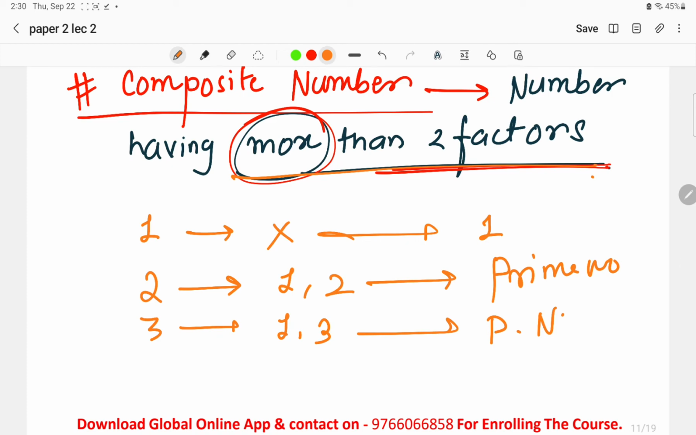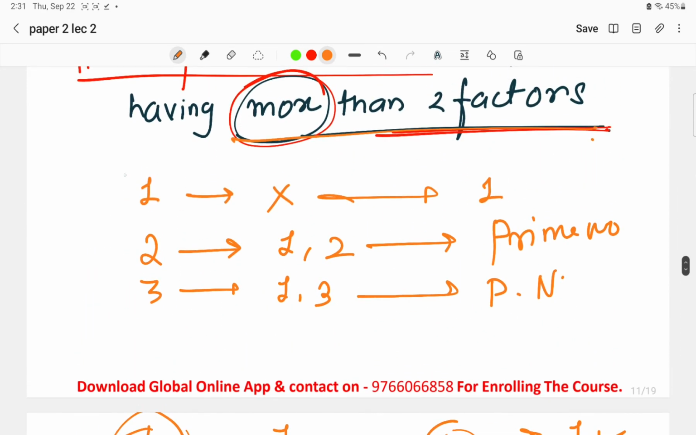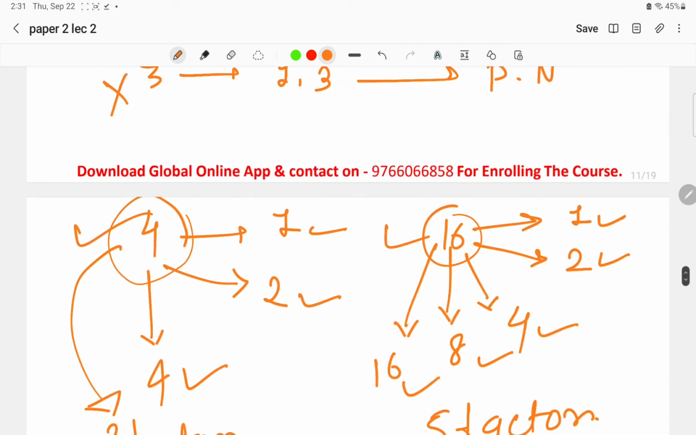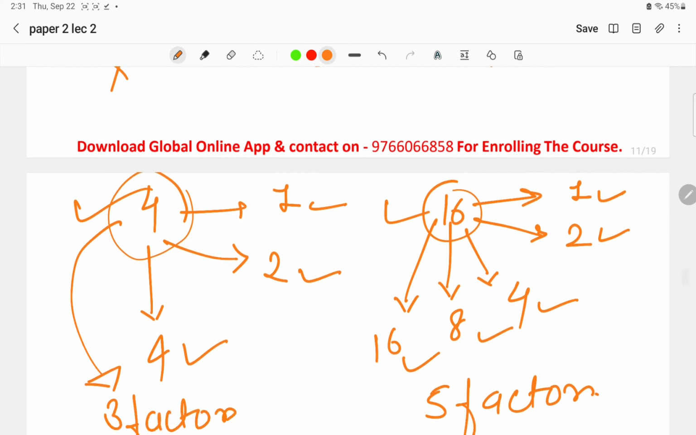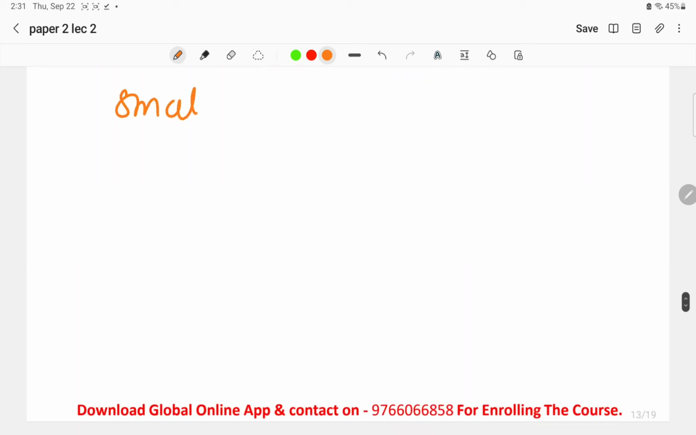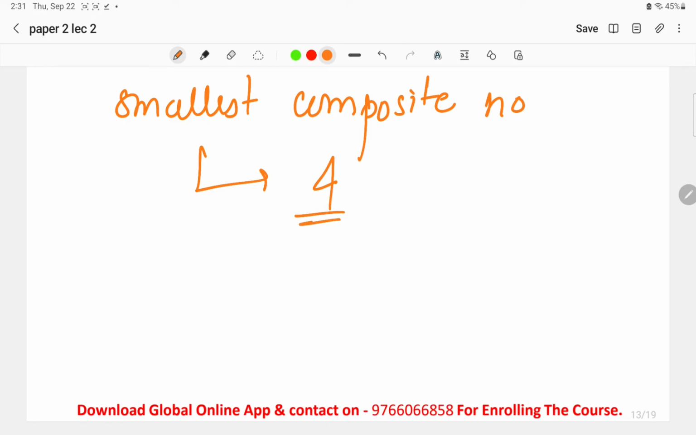Now the question that can be asked from composite numbers, like for prime numbers the question was asked which is the smallest even prime number. Now the question can be asked for composite numbers also, that which is the smallest composite number. Now, as we know, 1 is not a composite number, 2 is also not a composite number, and 3 is also not a composite number. Basically 4 is the composite number. So the smallest composite number will be 4. So this is the question that can be directly asked.